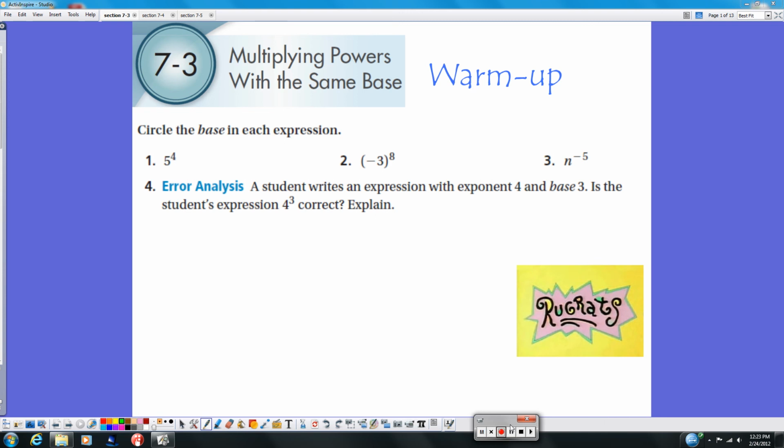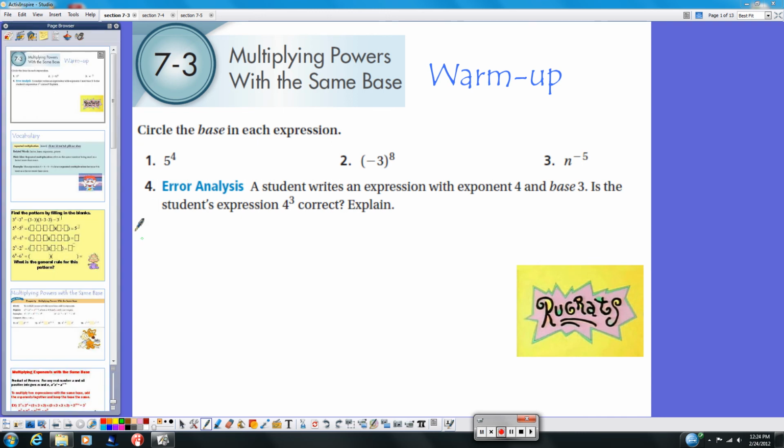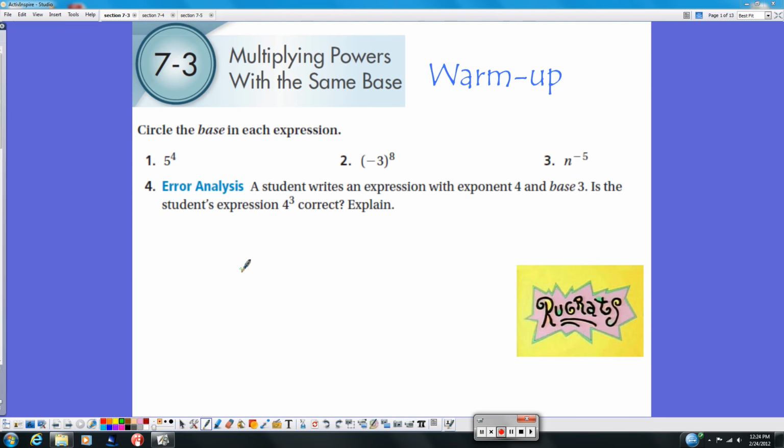Welcome to Section 7.3. In Section 7.3, we'll be multiplying powers with the same base. For a warm-up, let's circle the base in each of the expressions. And then for number 4, we want to write an expression with an exponent 4 and a base 3. Is the student's expression 4 to the third correct? And explain.